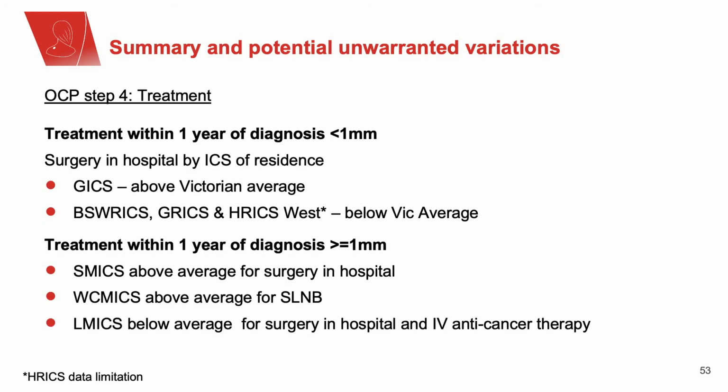Treatment: treatment within 1 year of diagnosis for thin melanomas less than 1 millimetre. Surgery in hospitals by ICS residents. Grampians is above the Victorian average, but the other regional sites are below. For thicker melanomas, that is greater than 1 millimetre, SMICs is above average for surgery in hospital, WMICs above average for sentinel lymph node biopsy, and Loden-Malley below average for surgery in hospital and intravenous anti-cancer therapy.